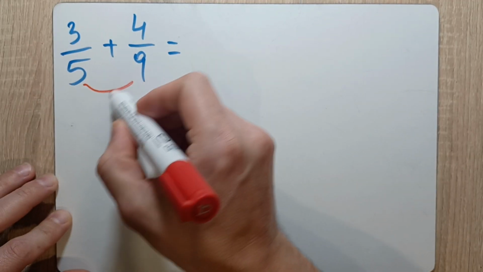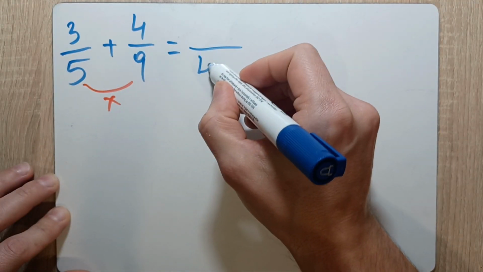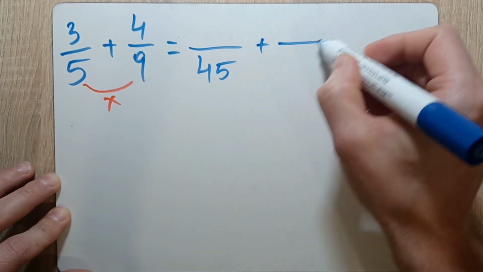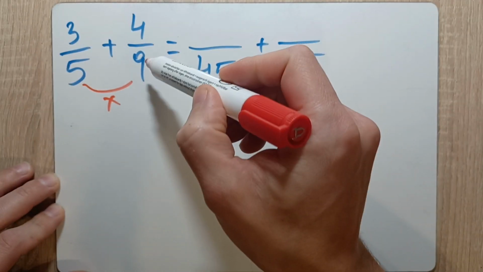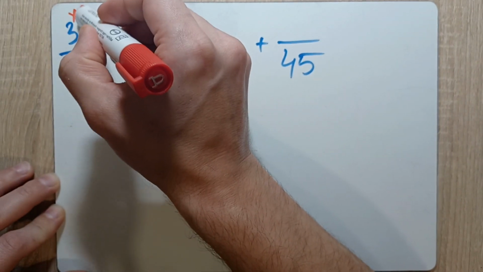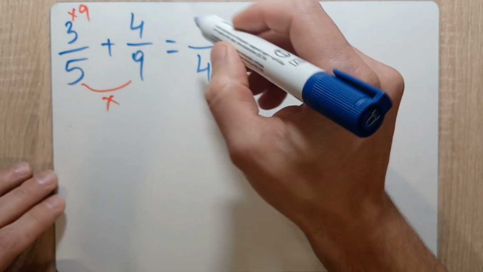5 times 9 equals 45. So 45 is our new denominator. Then 5 times 9, so 3 times 9 as well. This gives me 27.